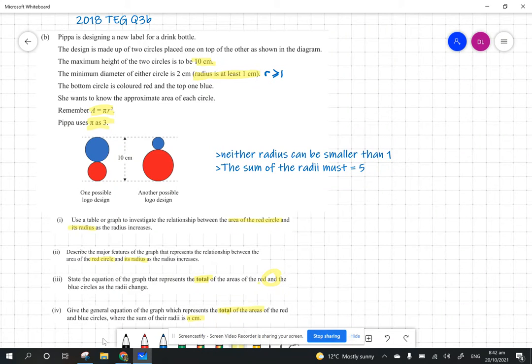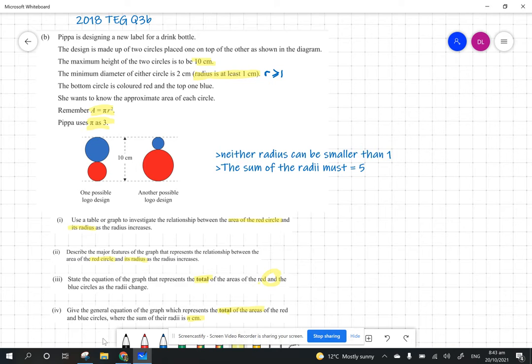Hi, we're going to look at the 2018 Tables, Equations and Graphs paper, question 3b. If you read through this question, the way to approach it is to read through the information and write some notes about it before you start. Now, you should read the entire question.